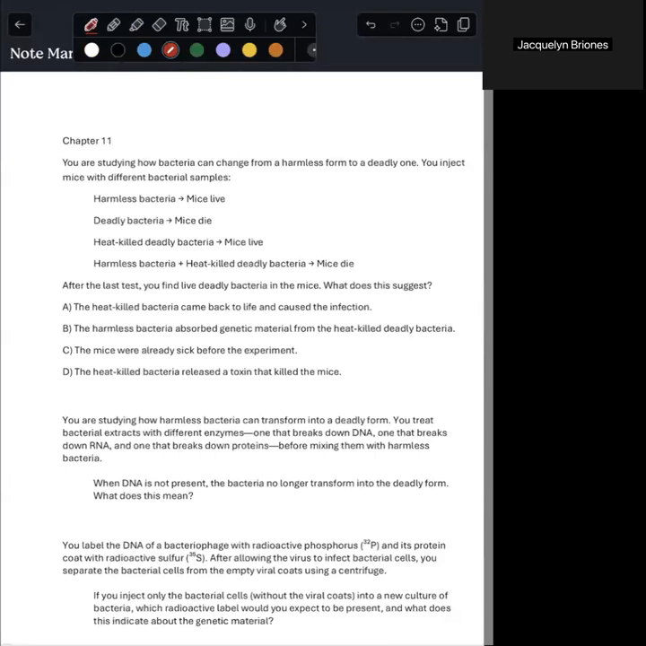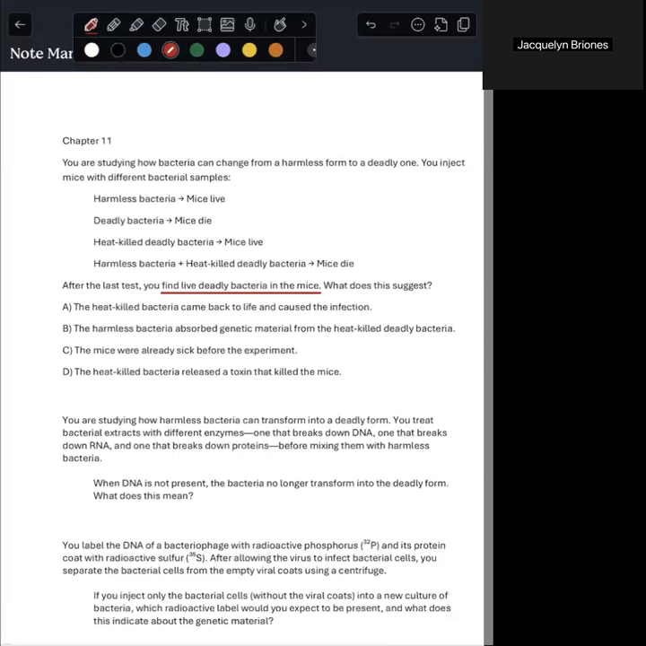you are studying how bacteria can change from a harmless form to a deadly form. You inject mice with different bacterial samples. Harmless bacteria, the mice live. Deadly bacteria, the mice die, which is expected. Heat killed deadly bacteria, the mice live. And then harmless bacteria plus heat killed bacteria, the mice die. So after the last test, you find live deadly bacteria in the mice.